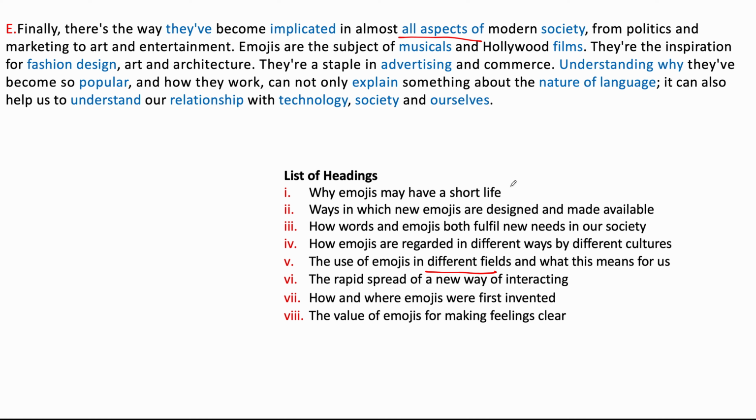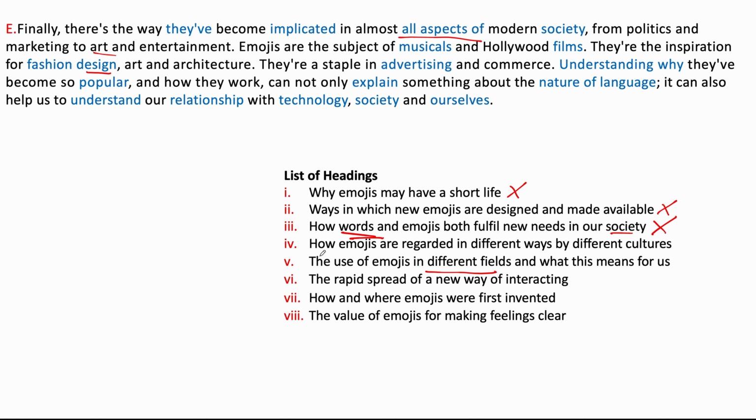The first heading about short life is not mentioned at all. The second heading about the ways in which emojis are designed is not mentioned either, but you could get confused with words like art and design in the passage, but they are names of the different fields. The third heading says how words and emojis both fulfill new needs in our society. Society and communication are mentioned, but the section does not focus on words at all. This is not the answer.